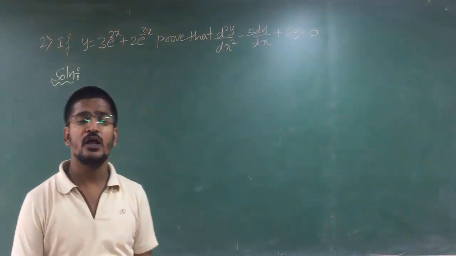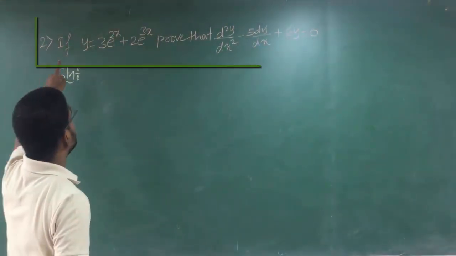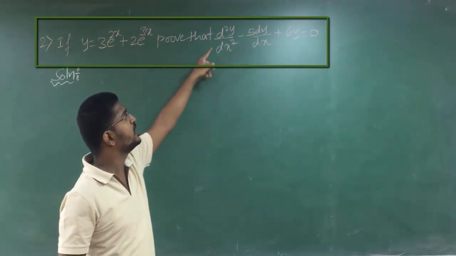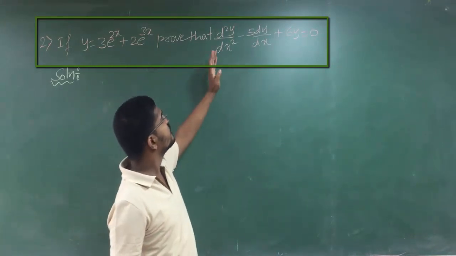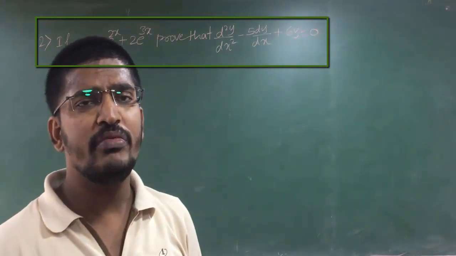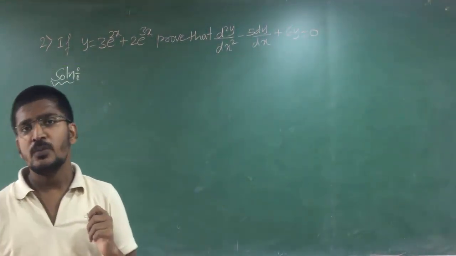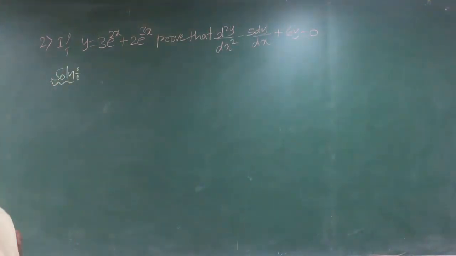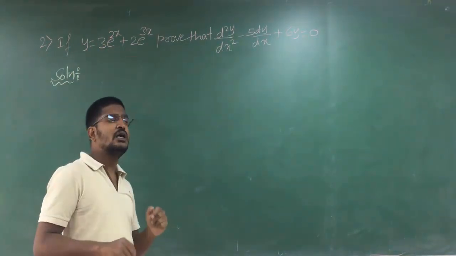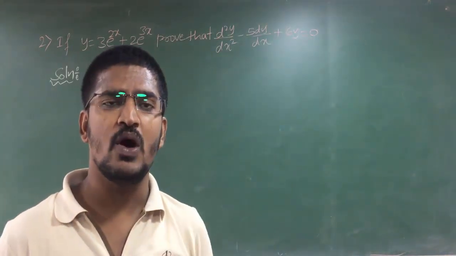Now let us go for the second problem. In the second problem, if y equal to 3 into e to the power of 2x plus 2 into e to the power of 3x, prove that d square y by dx square minus 5 dy by dx plus 6y equal to 0. That is your equation of second order which you have to prove. Clear? What is the given function? Y equal to 3 into e to the power of 2x plus 2 into e to the power of 3x. The same procedure which we followed for the first problem, you have to follow.